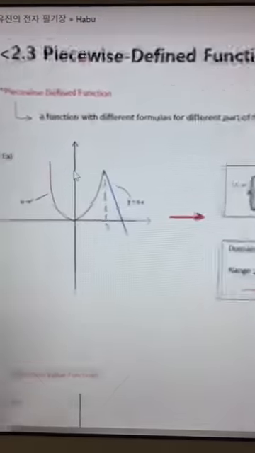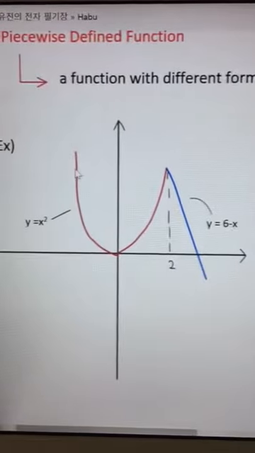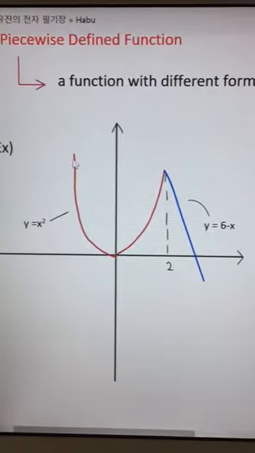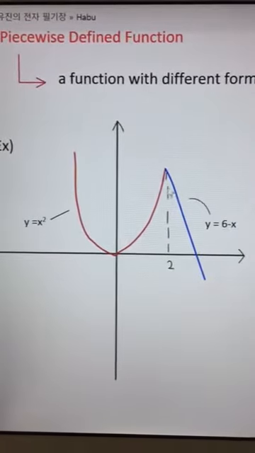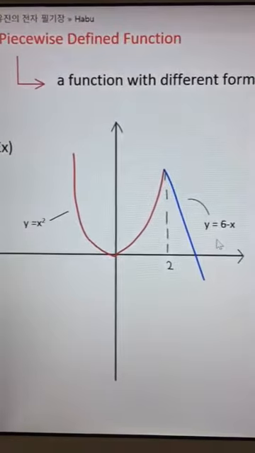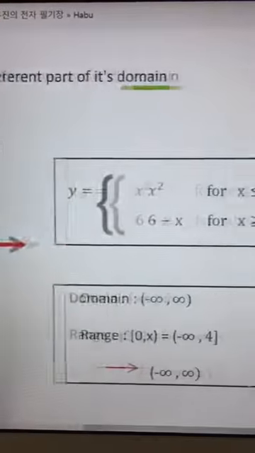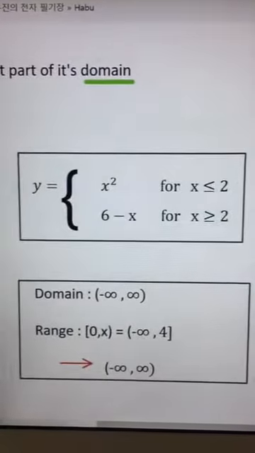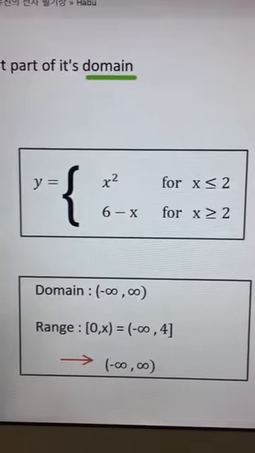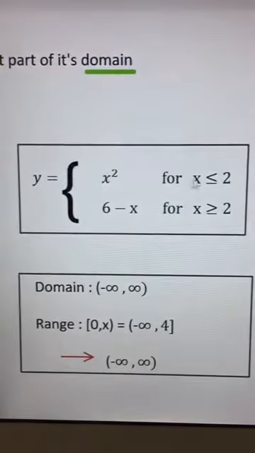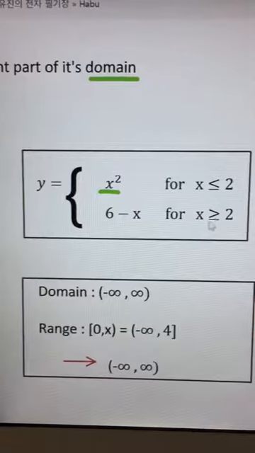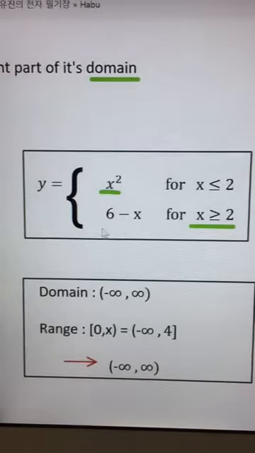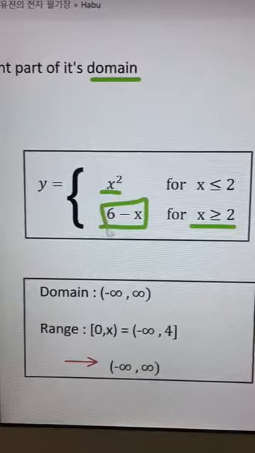This is an example of a piecewise defined function where you see this red part of the function is an exponential function of y equals x squared, whereas this blue part of the function is a linear function of y equals 6 minus x. Basically this function is made of two functions where for x smaller than 2, y is going to be x squared, and for when x is bigger than or the same as 2, y is going to be 6 minus x.